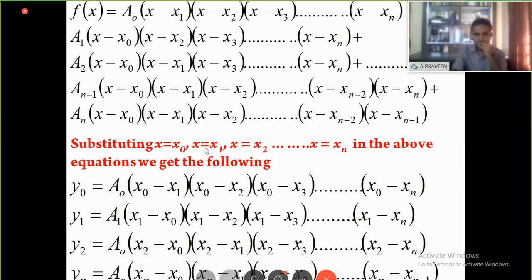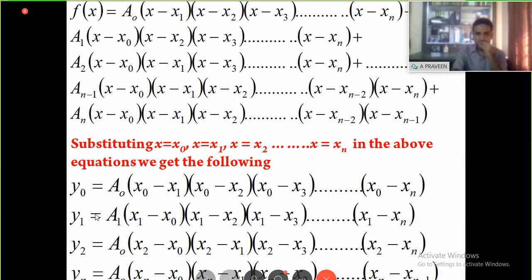Likewise, if I substitute x equals x1, you can see this will vanish, but this will remain. This will vanish, this will vanish. So the entire thing other than a1 will vanish. So I will have another equation. When I substitute x equal to x1, y1 equals a1 into x1 minus x0, x1 minus x2, and it goes like that.